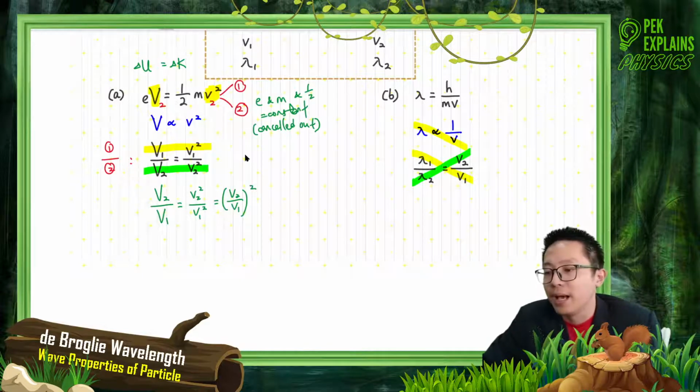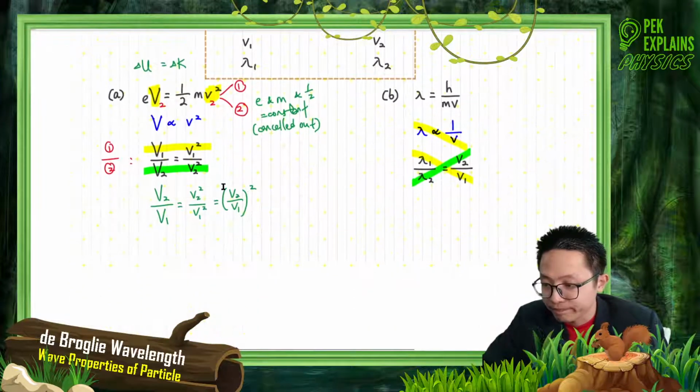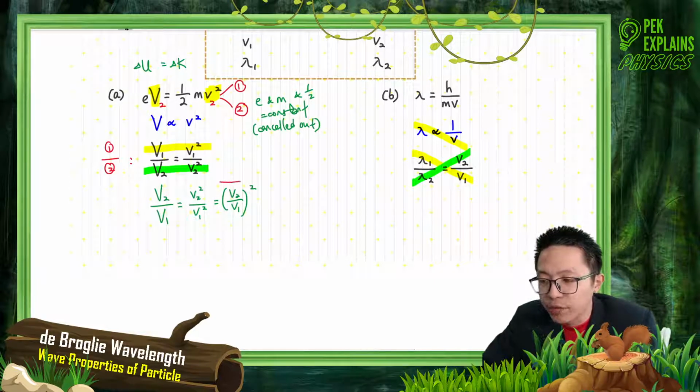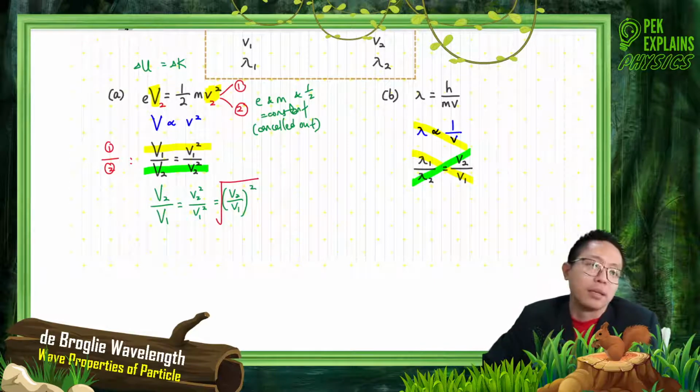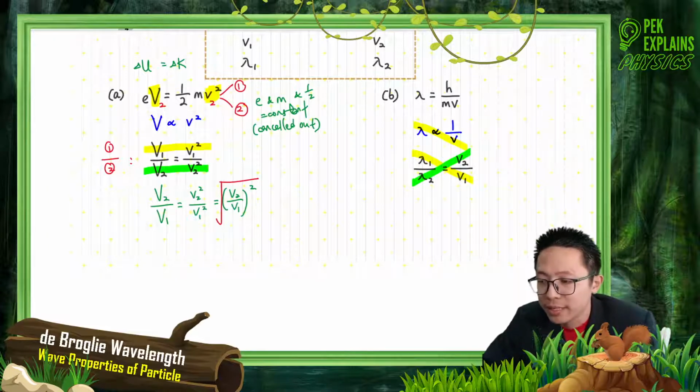Okay. So now I want to find V2 over V1 here, isn't it? So what I do is I square root both sides to remove the square. This is all mathematics.